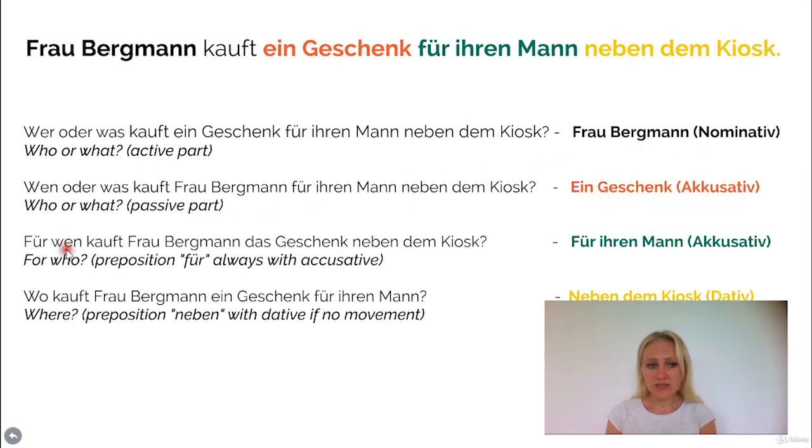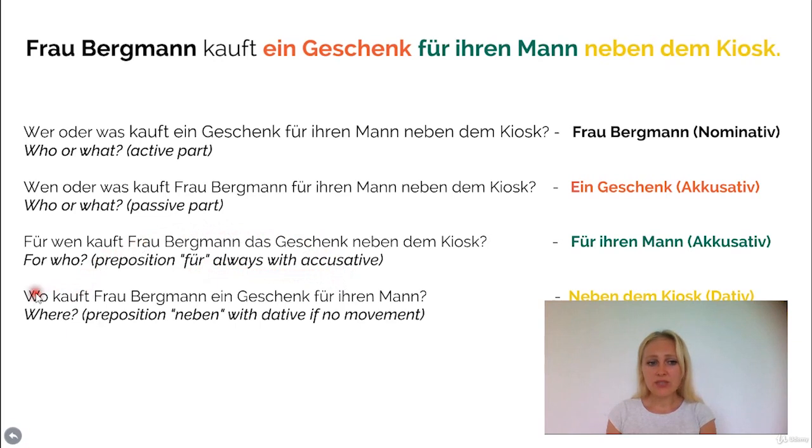The next question is, für wen kauft Frau Bergmann ein Geschenk neben dem Kiosk? It means for whom, or for who is she buying? It would actually be for whom, I think, in English. But it's about the preposition here, right? Because für wen means for who, and this is a typical accusative preposition. So for whom is she buying the present next to the kiosk? And the answer is für ihren Mann. It's the accusative object. As you see here, the preposition für always goes with the accusative case.